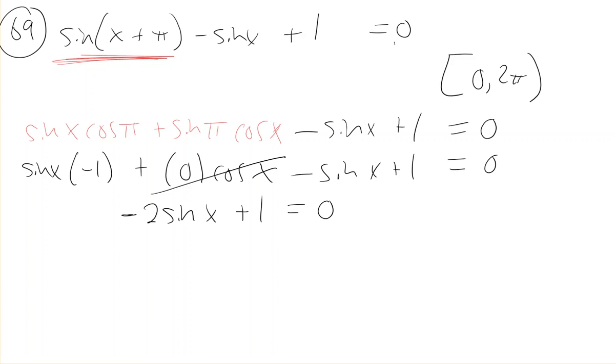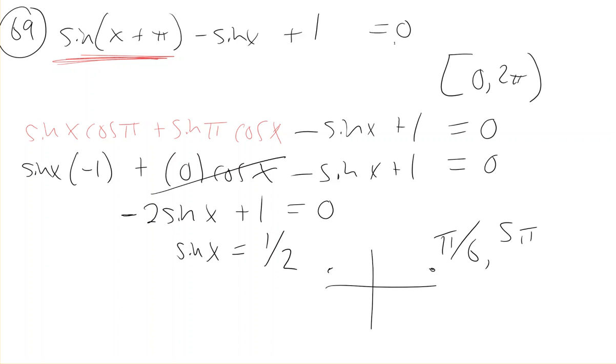And now it looks pretty similar to some of the basic equation solving we did last semester. You could subtract the 1 over, divide by -2, and it would look like that. And then it should be familiar enough that you go to the unit circle and in the first revolution be able to say where is sine 1/2. So right here at pi over 6 and over there at 5 pi over 6.